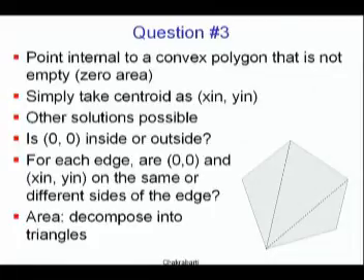Now the question as to is 0, 0 inside or outside, for each edge, okay, you have to test whether 0, 0 and x in, y in are on the same side or different sides of the edge. Okay. And we know how to do that, which is you express the equation of a line as ax plus by plus c equal to 0. Now you can find a signed distance to the line from any point, and then you check if the signs are same or opposite. So that requires a little thinking.